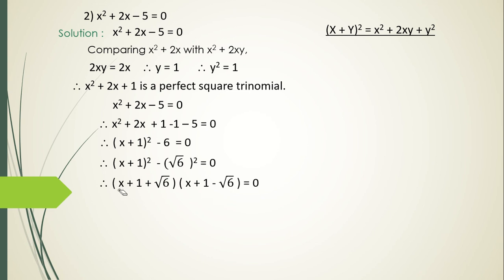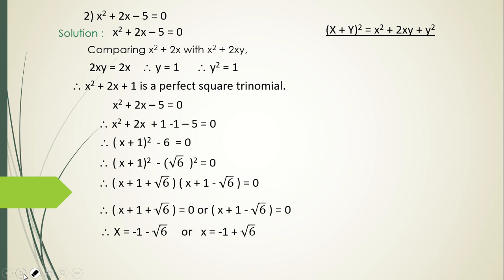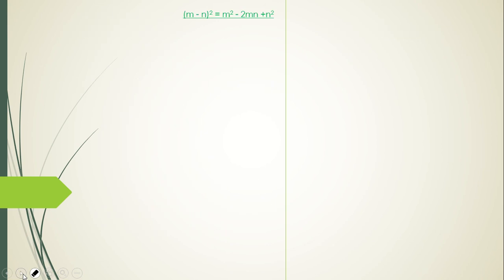Now we want to find out the value of x. So equate each factor to 0. So x plus 1 plus root 6 is equal to 0 or x plus 1 minus root 6 is equal to 0. Now we want to find out the value of x, so take the numbers to the other side. So therefore x is equal to minus 1 minus root 6 or x is equal to minus 1 plus root 6.